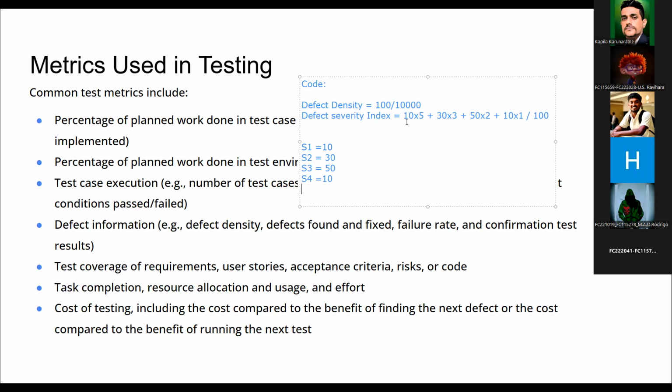Why are we measuring this? Sometimes we have a large number of defects, but the majority are low and medium, so the severity index is low. But you might have very few defects, maybe 10, and all 10 are high severity. Then it is a problem, because if the defect severity index is very high, your code quality is very low, right? So that's why we need to measure this. When it comes to code, we measure these kinds of metrics. And if it is testing, you can measure the defect to remark ratio.